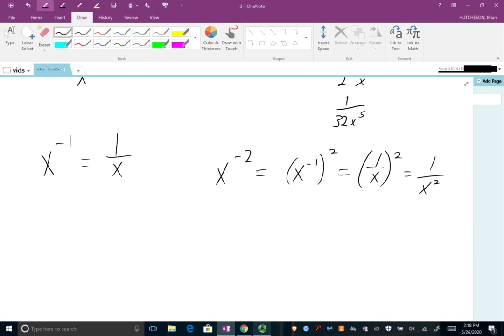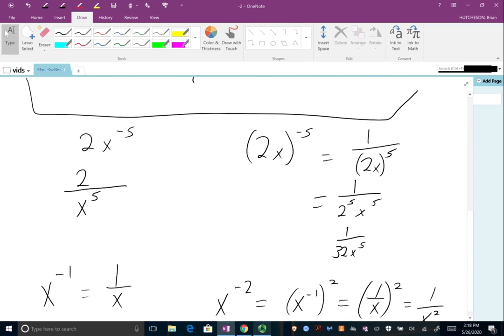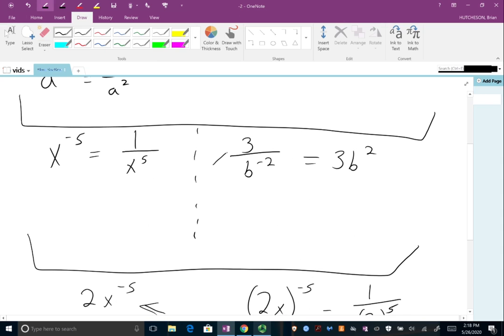I'm going to tell you what the most common mistake is. Things like this: you drag the 2 along with it. Or this one with the 3. Right? You flip the 3 to the bottom. The 3 never had the negative exponent.